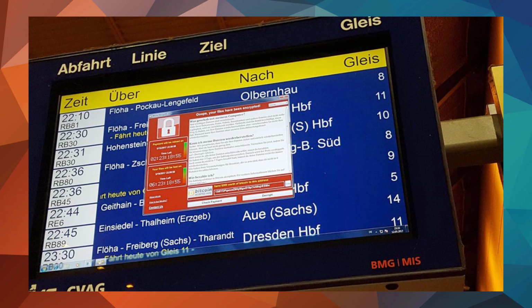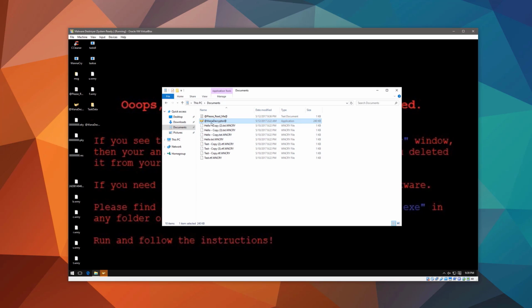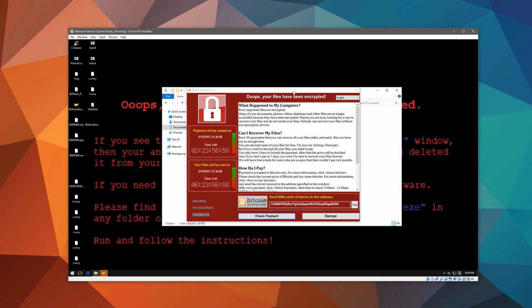I remember everybody was calling me at the time and asking me, how can I not get this ransomware? What is going on? Can I get it just by having my computer open? And I was like, yes, you can. And it's chilling to think that a lot of our critical systems could be that vulnerable.